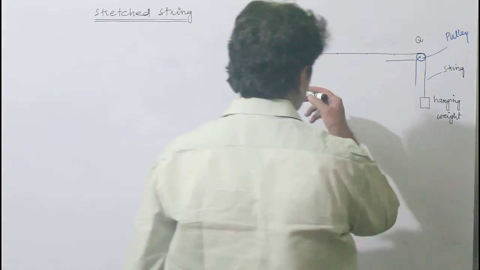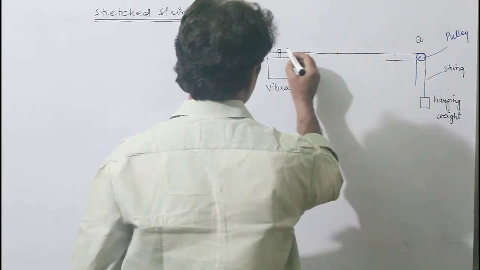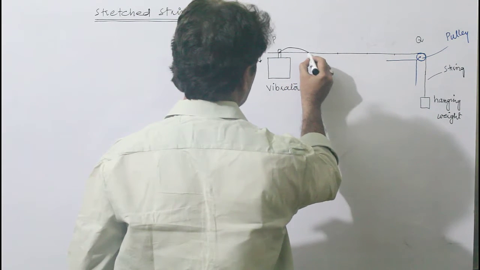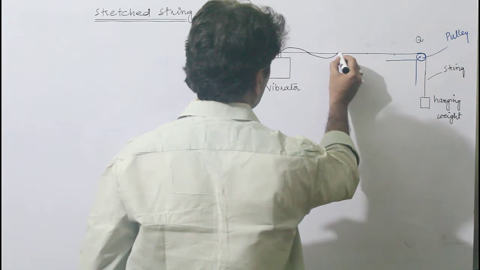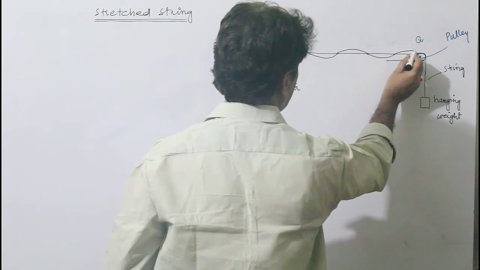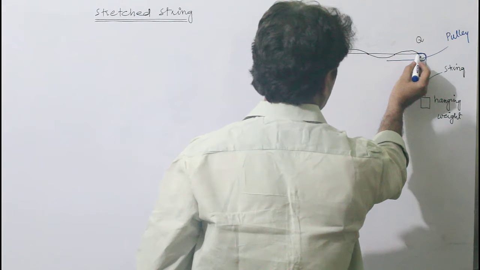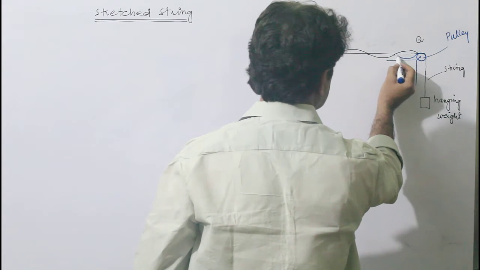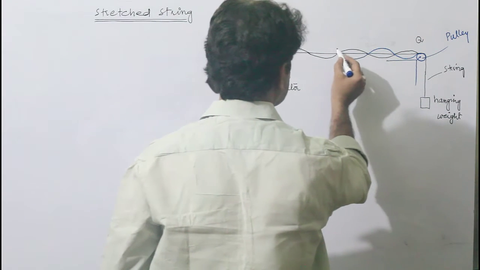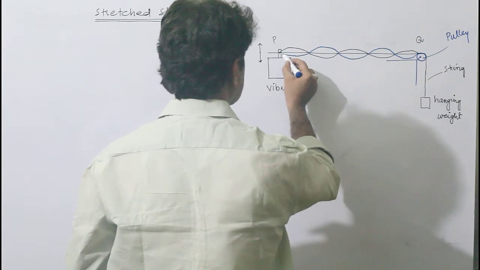Now I am directly drawing the profile of the stationary waves. For example, after starting the oscillator, this incident wave will move in the forward direction towards the point Q, and after reflecting from the point Q, the reflected wave will come back towards the point P. As a result of interference between the incident wave and the reflected wave, the stationary wave is formed in this string.